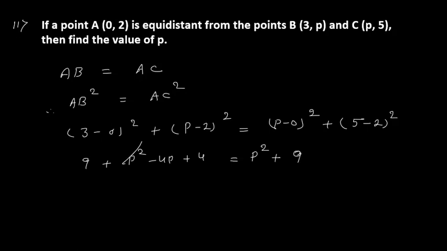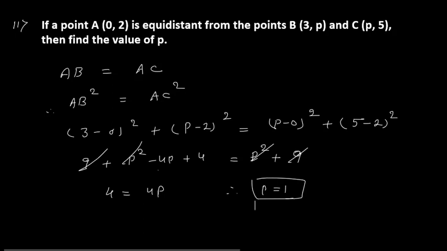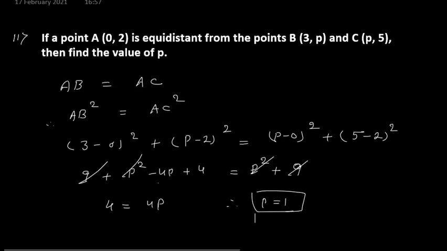Now this P square will cancel, this 9 and 9 will cancel. So we have 4 equals 4P. So this will give us the value of P as 1. So the value of P we got is 1. We had to find the value of P.